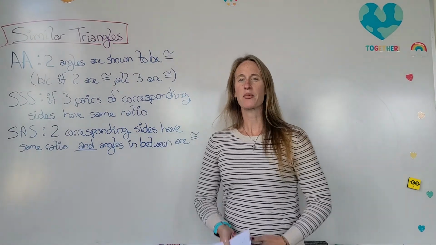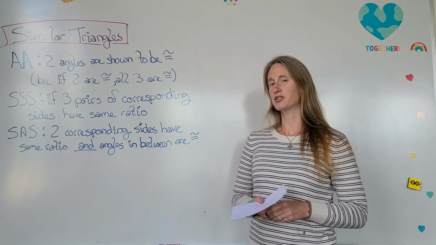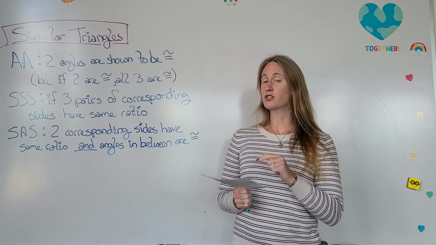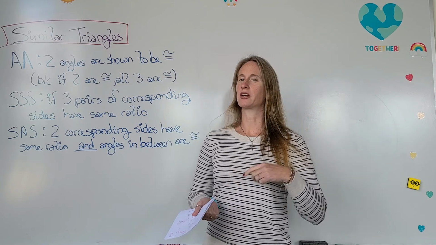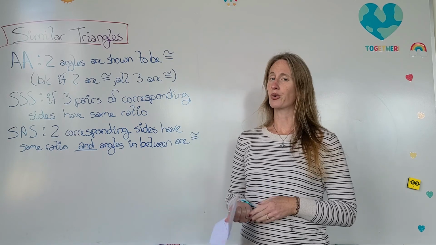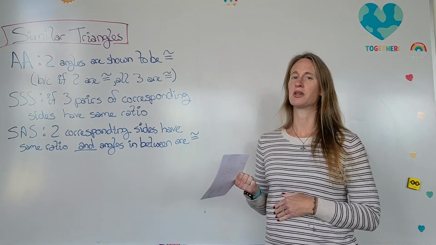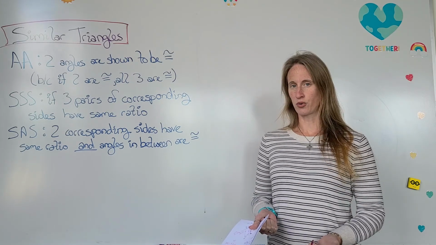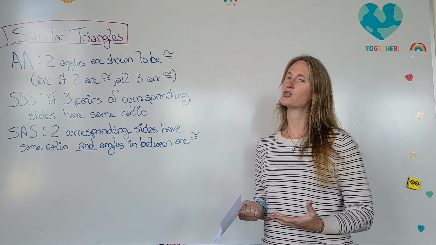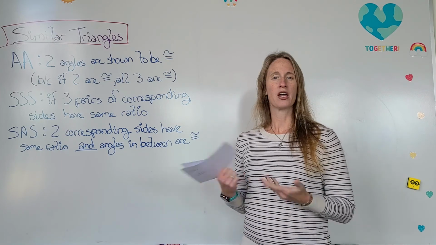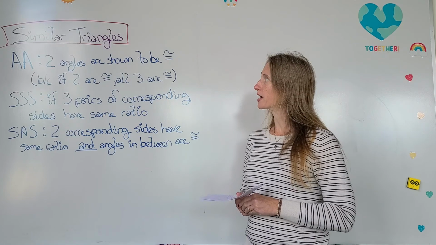Hi guys. Today we're going to look at some properties that similar triangles have. First, make sure that you know the difference between triangles that are similar and triangles that are congruent. For triangles to be similar, what that means is that all the angles are congruent, but the sides are not. So the sides will have the same ratio though, and that's what we're going to explore today.